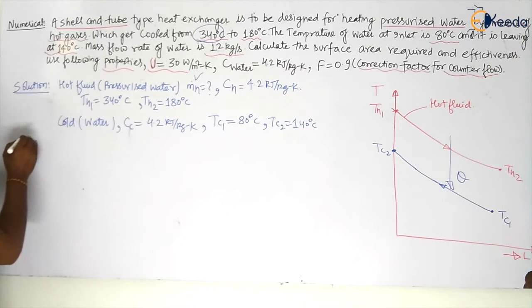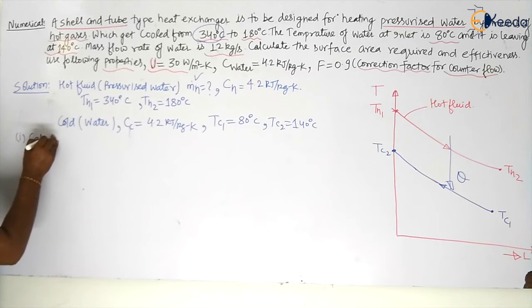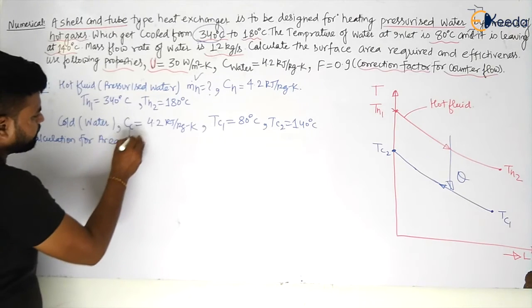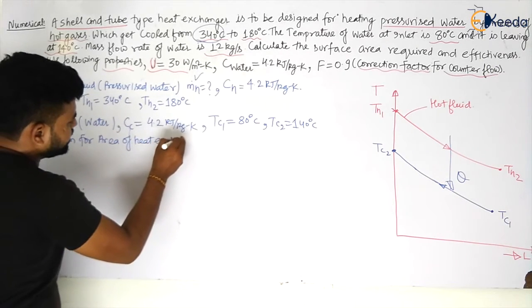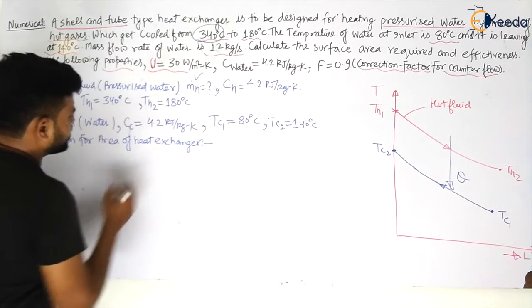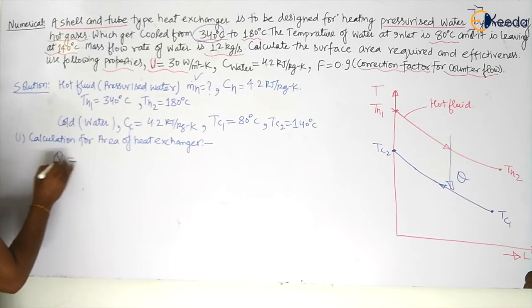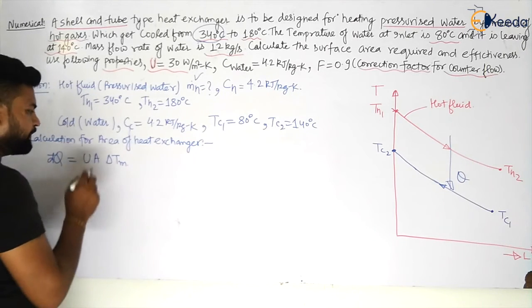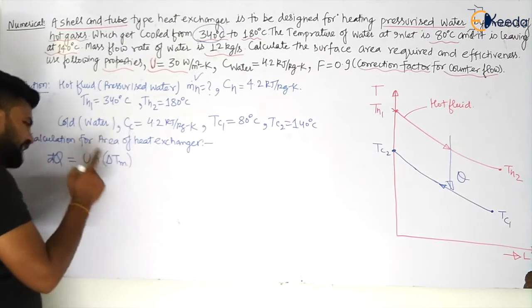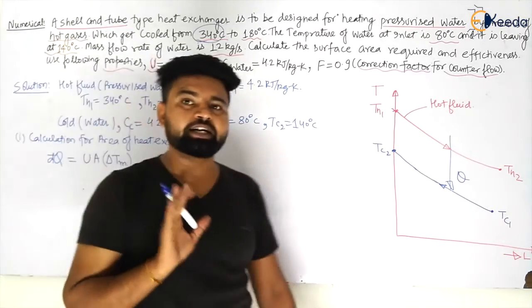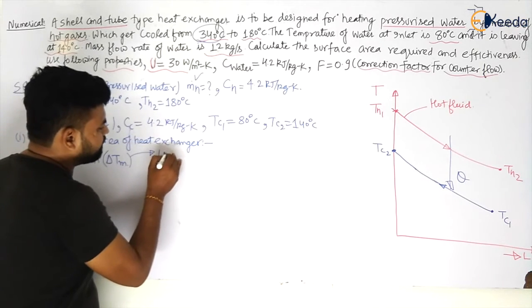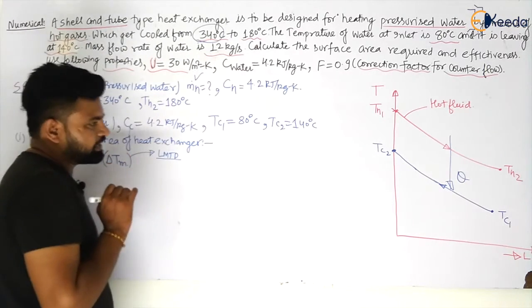Let us see the first question, which is the calculation for the area of the heat exchanger, my dear students. So how can you do that? The total heat transfer will be given by dQ is equal to UA delta Tm. We know that. But as the correction factor is given, delta Tm will be different in this case. First of all, we have to calculate the delta Tm, that is your log mean temperature difference. What is your delta Tm, my dear students? That is LMTD, the log mean temperature difference technique we were using.